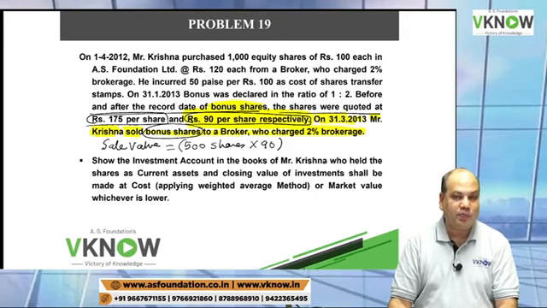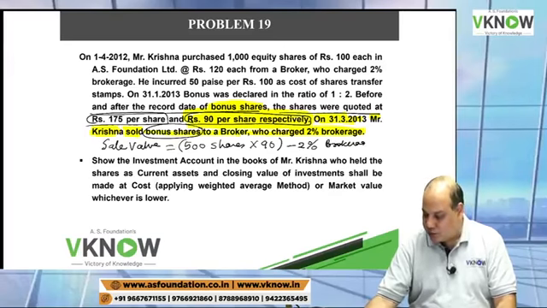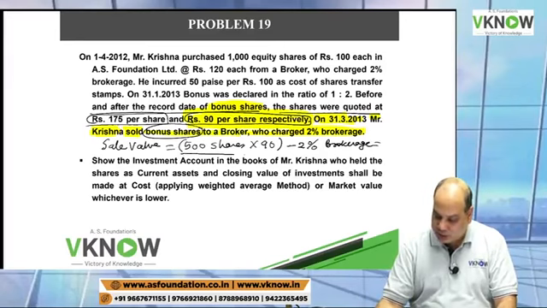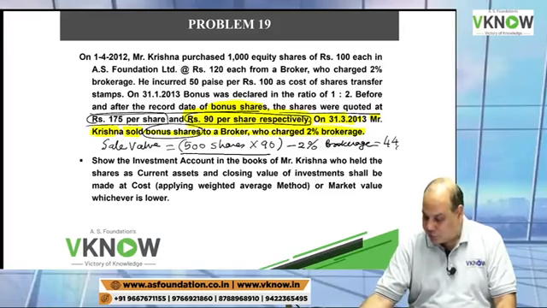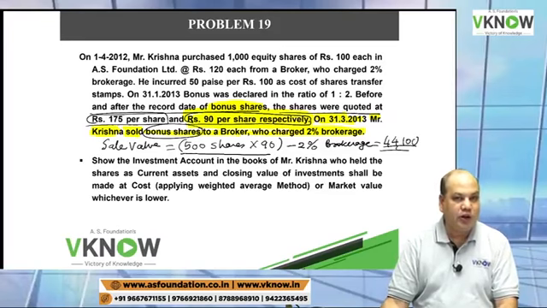You will take the price after bonus issue, but you have to pay 2% brokerage. So the net amount realized will be 500 into 90, 45,000 minus 2%, 44,100. 44,100 would be the net selling price.